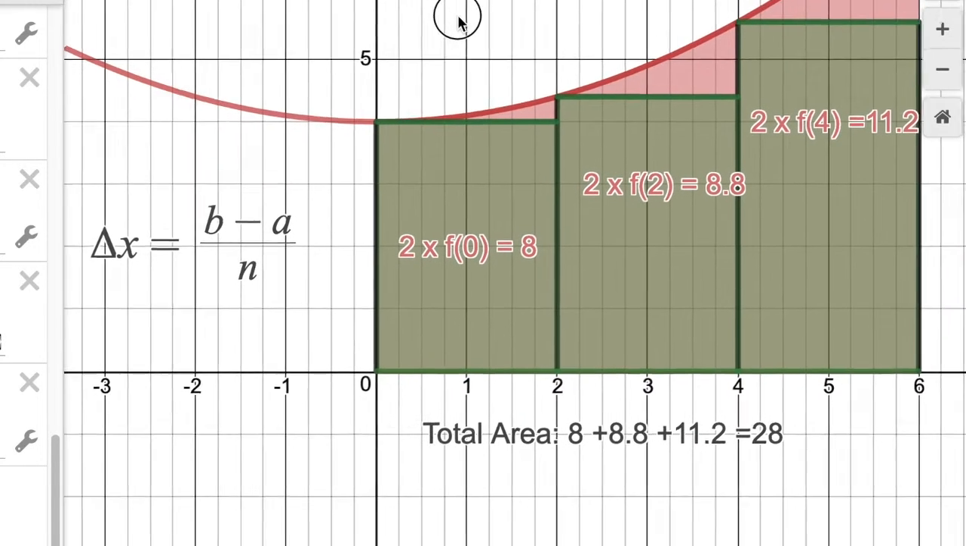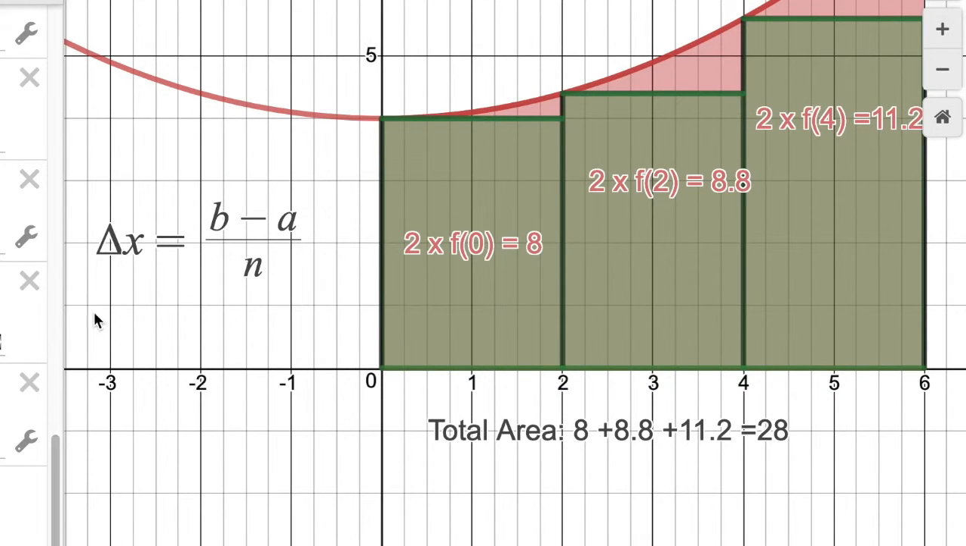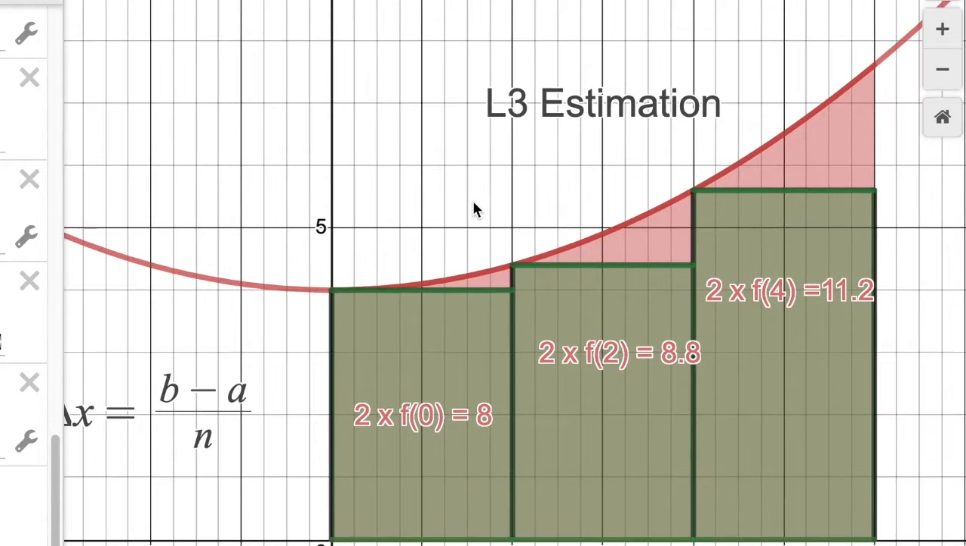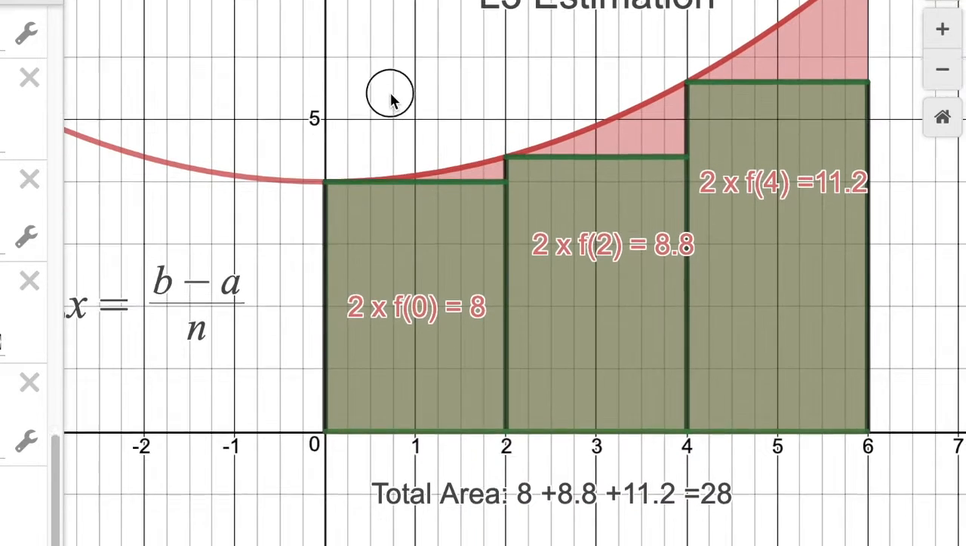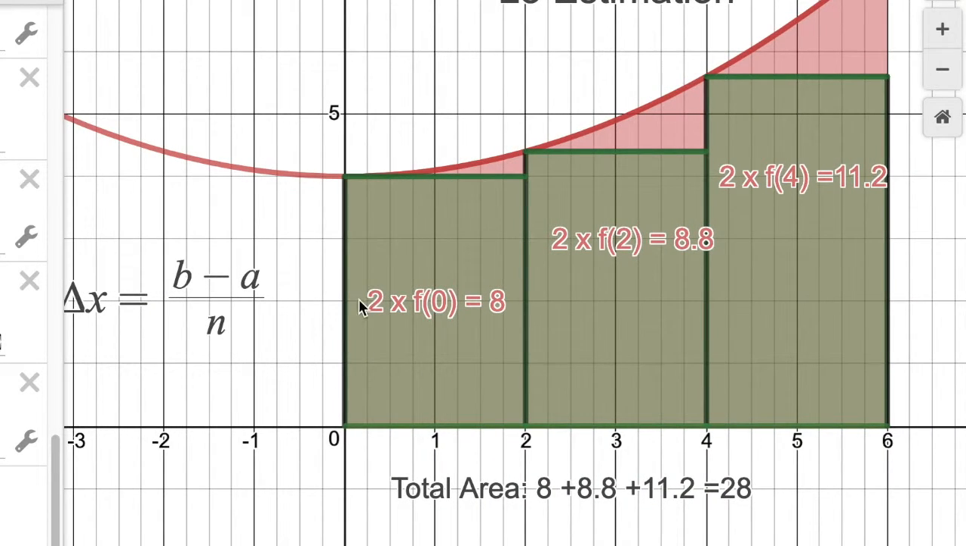Okay, so first of all, my delta x, which is the width of my rectangle, is b minus a over n. So that is the big number, 6, minus the smaller end, a, or 0, because we're looking at the area between 6 and 0, and we divide it by the number of rectangles. Now, the number of rectangles is this number right here, the 3. So that's our width of each rectangle, right? So that's where the 2 times comes from every time.